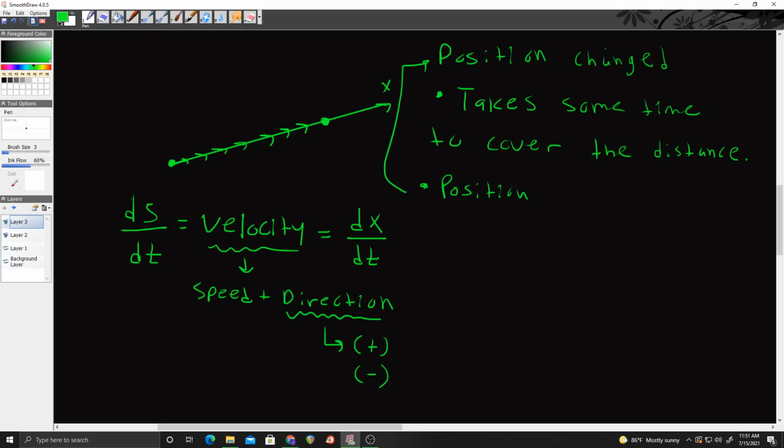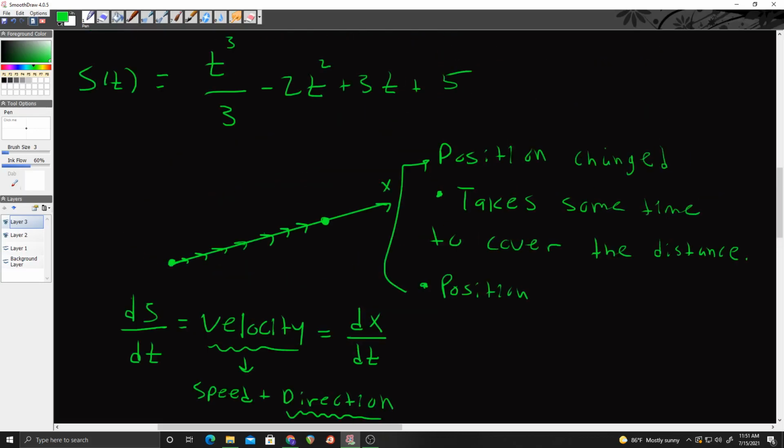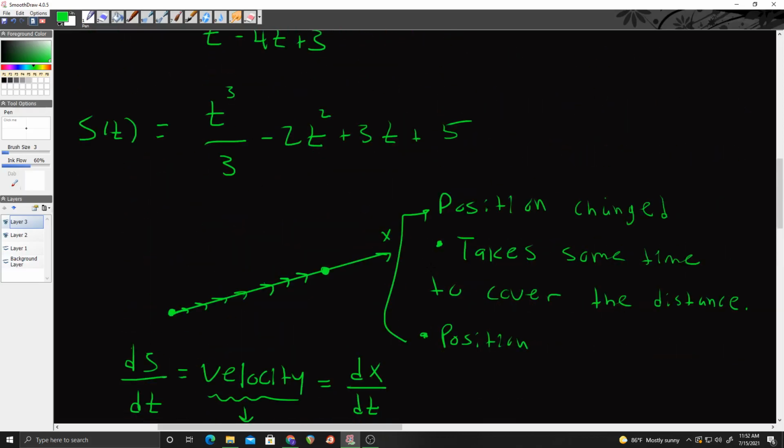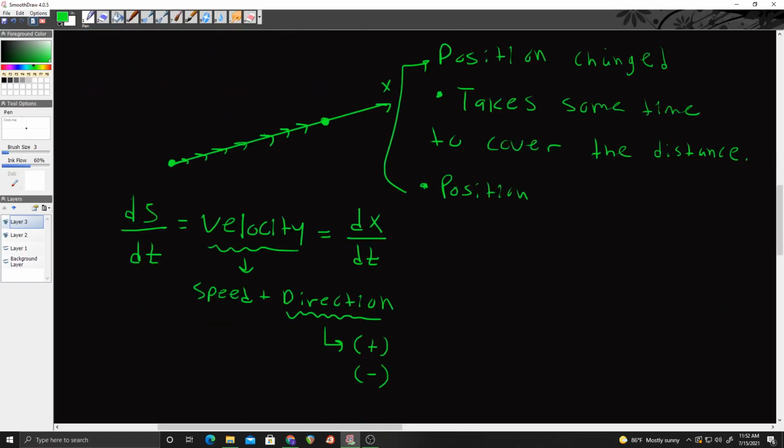Awesome. Now, let me think. The last thing I want to say about velocity is, if it takes less time to get from here to here, then that's a faster velocity. And if it takes more time to get from here to here, then that means we're going slower. So if dt is smaller, then we're talking about something that's moving faster. If dt is bigger, we're talking about something that's moving slower. So let's keep that in mind.